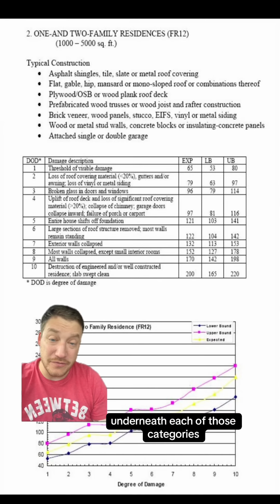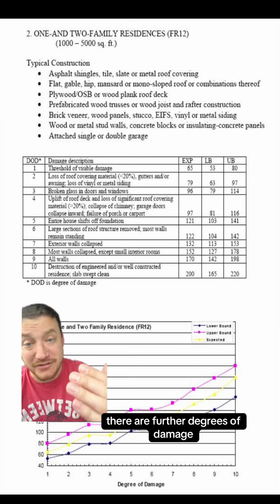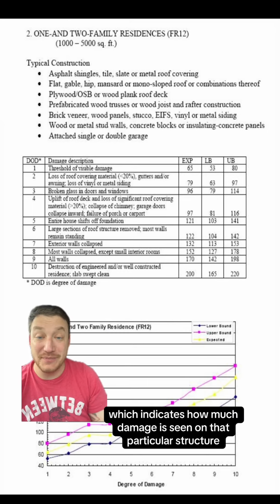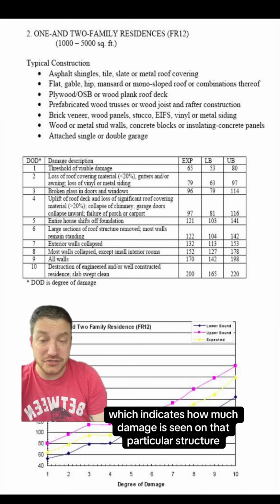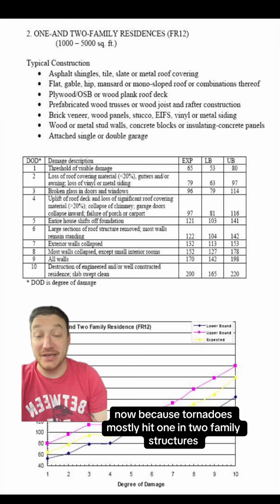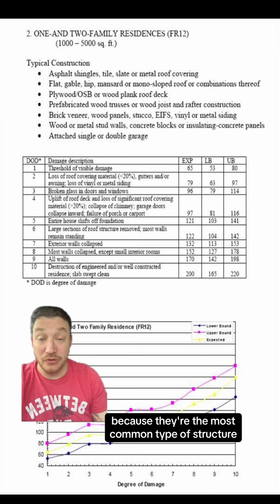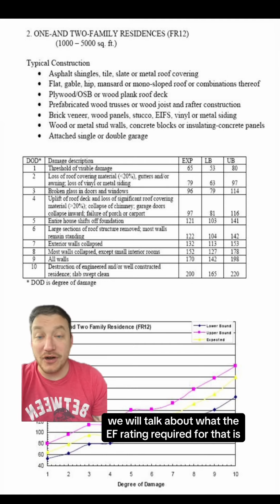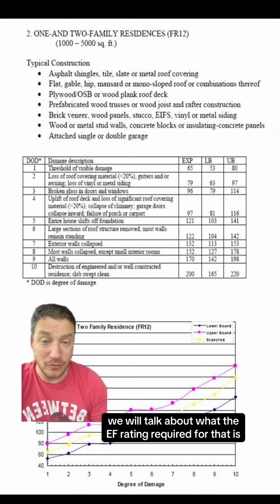Now, underneath each of those categories, there are further degrees of damage, which indicate how much damage is seen on that particular structure. Because tornadoes mostly hit 1 and 2 family structures, since they're the most common type of structure, we will talk about what EF rating is required for that.